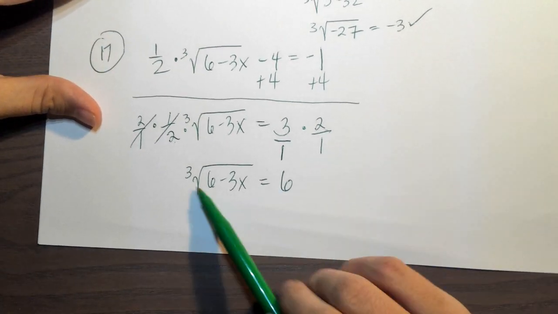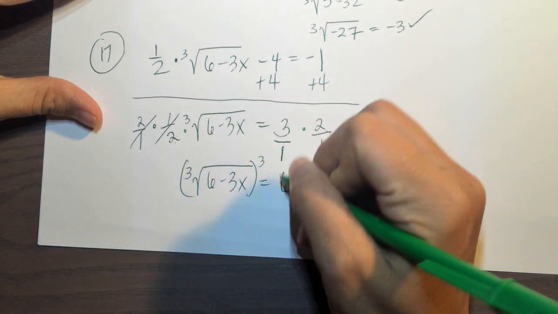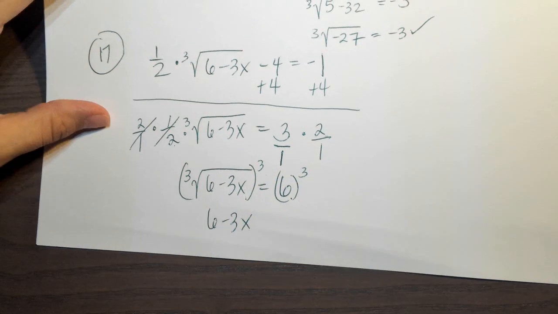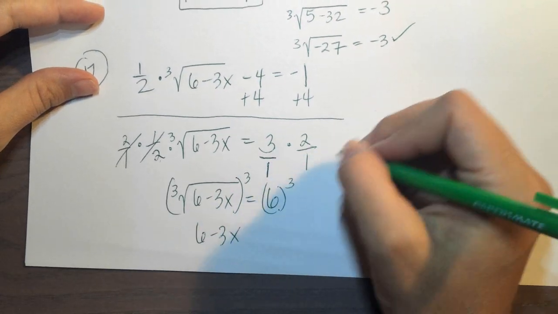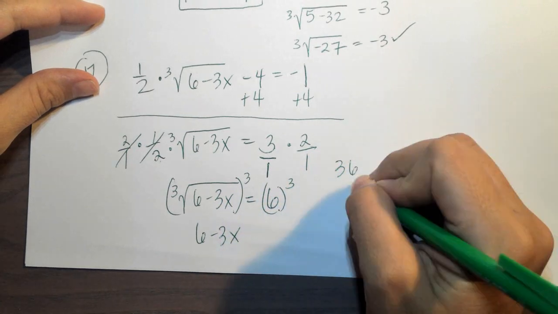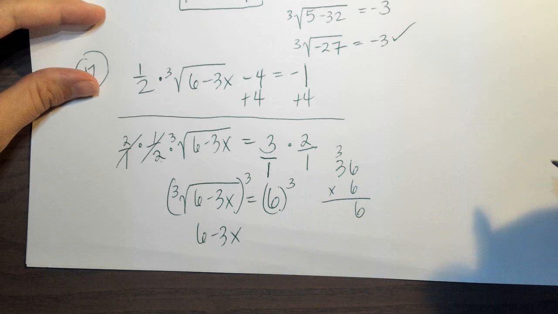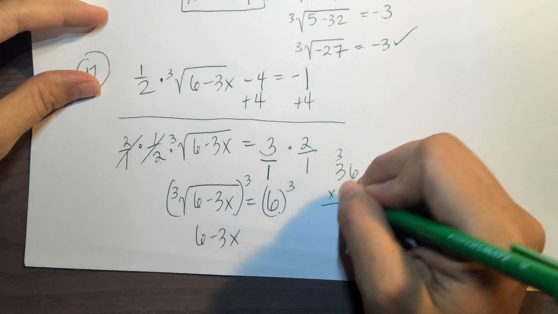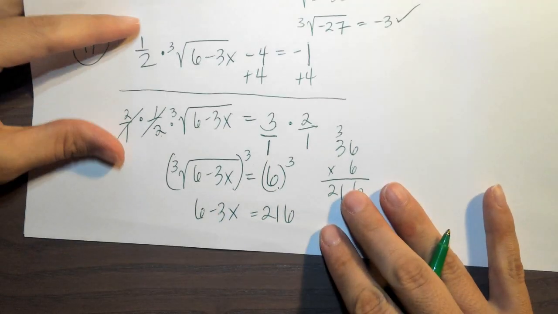Now to get rid of the cube root, now that it's isolated by itself, I'm going to cube both sides. So I get 6 minus 3x on the left, and then 6 cubed, I have 6 times 6 is 36, and then 36 times 6, 6 times 6 is 36, 6 times 3 is 18, plus 3 is 21. So 216 is my answer for right there.